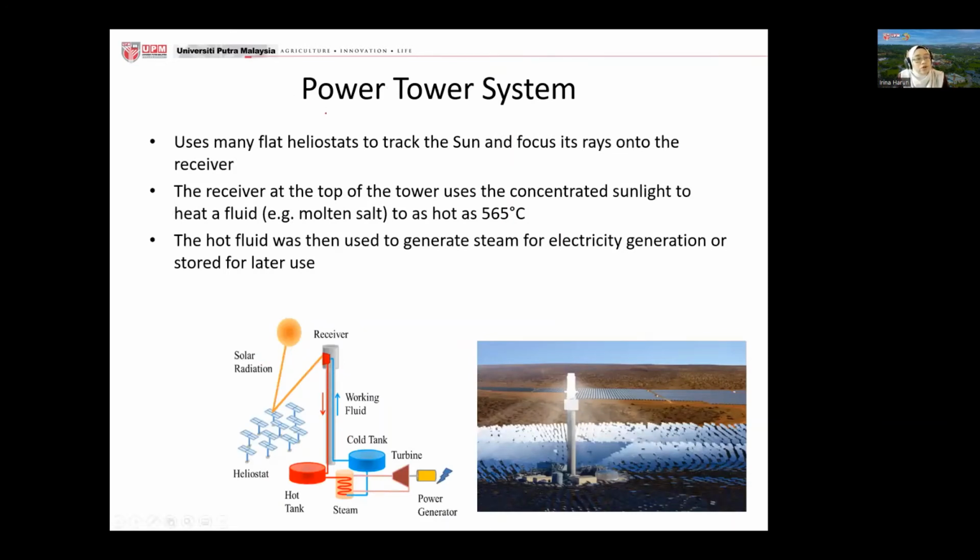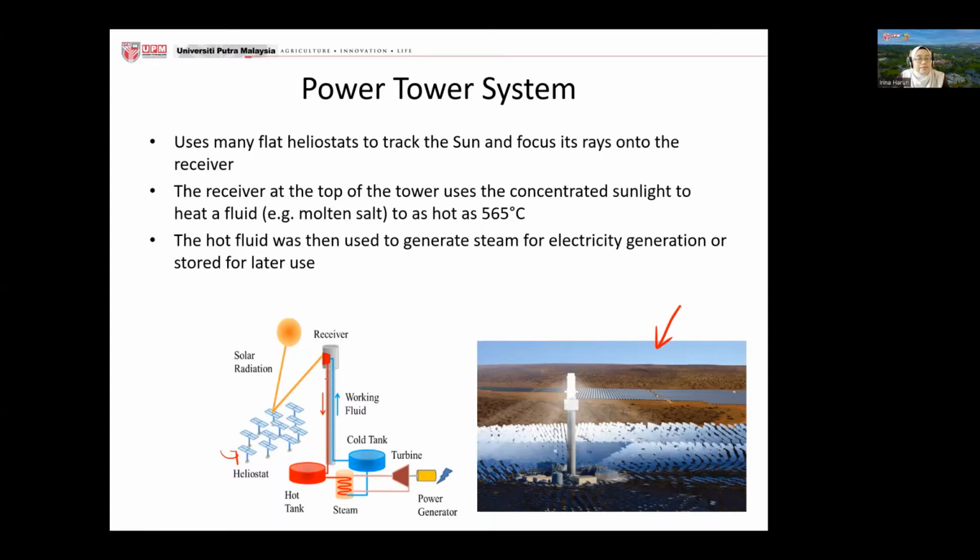The second system is the power tower system. This is what I've talked about before about the tower. It uses heliostats. So these things are called heliostats. This is an actual picture of what's happening. And it is positioned at such an angle that the sunlight will be reflected to the receiver, and the receiver is in the form of a tower.